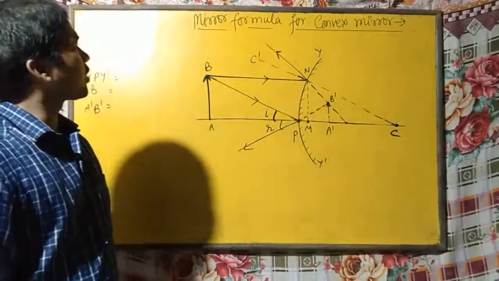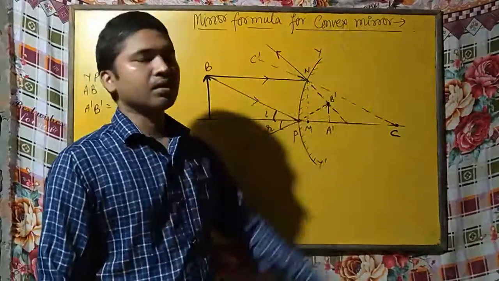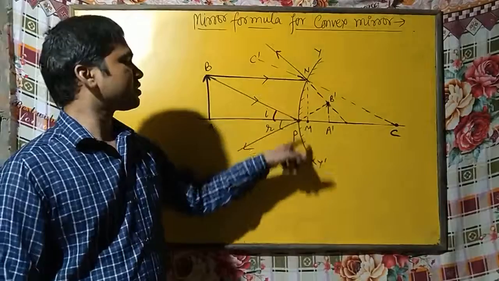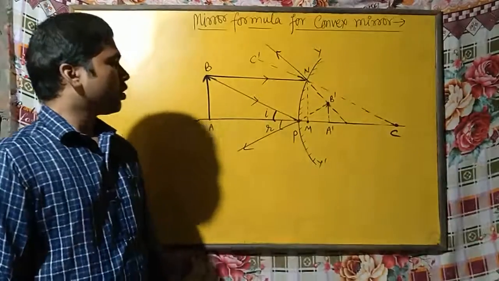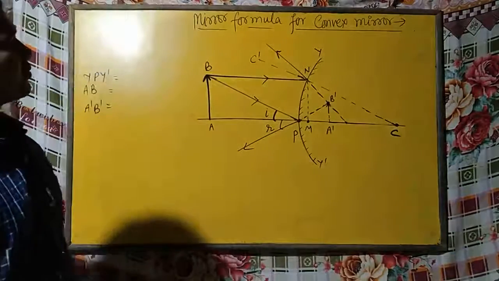Now in this session we are going to derive the mirror formula for the convex mirror, or you can say when light is reflected from a convex surface, or from a convex mirror. Okay, so let's start this topic, that is, mirror formula for convex mirror.